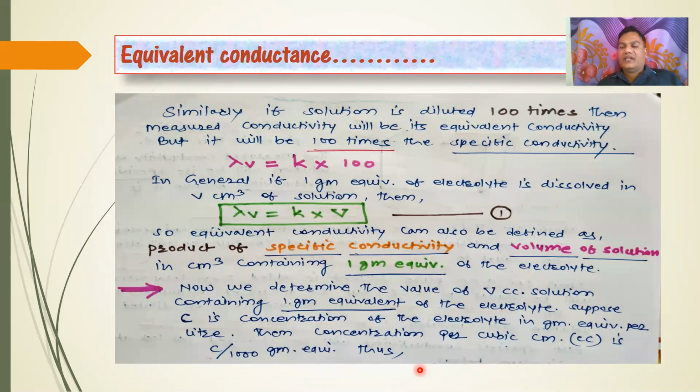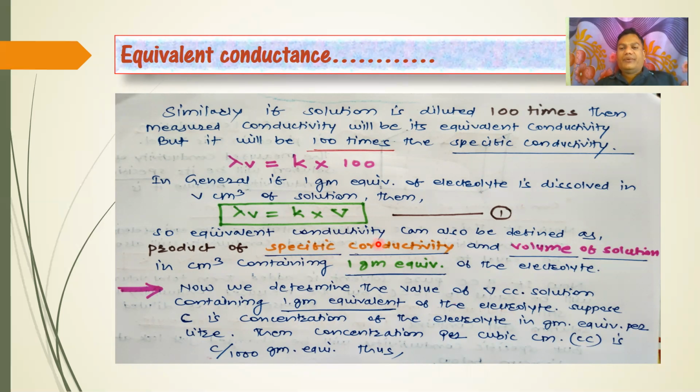सिमिलरली इफ सोल्युशन इज डायल्युटेड 100 टाइम्स, आता आपण 10 टाइम्स डायल्युटेड केलं, पण त्यानंतर जर का आपण 100 टाइम्स डायल्युटेड केलेलं असेल तर नक्कीच लॅम्बडा व्ही इज इक्वल टू के इंटू 100. So in general, if 1 gram equivalent of electrolyte is dissolved in V cm cube of solution, then how we can write lambda V is equal to K into V, 10 किंवा 100 च्या ऐवजी डायरेक्टली आपण कॅपिटल V लिहू शकतो, that is the volume of solution.